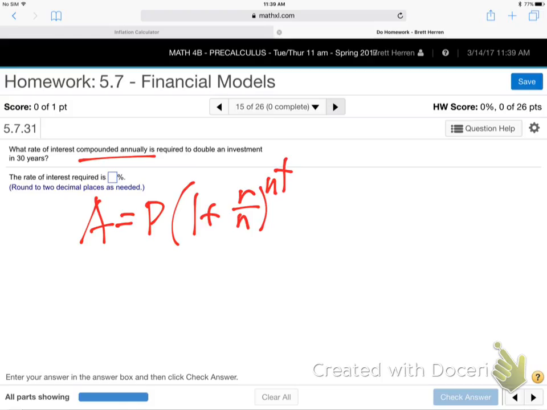And then you want to double your investment. So what do I do for that? 2P. Very good. Yeah, the A becomes 2P.